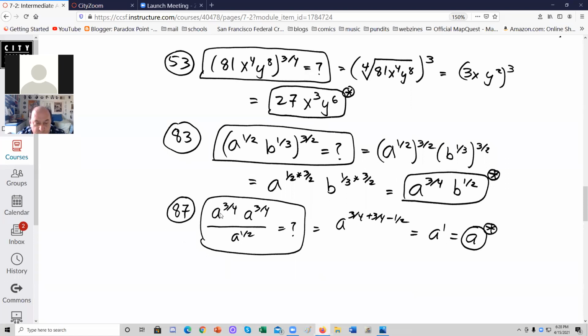You have a to the 3/4 times a to the 3/4 over a to the 1/2. Okay, here we add the exponents. So a to the 3/4 plus 3/4. We're dividing by a to the half, so you subtract a half in the exponents. A to the power 3/4 plus 3/4 minus a half. And if you work it out, that's a to the 1, which is a.